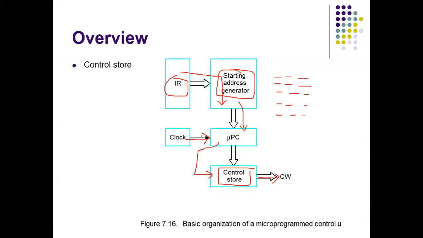Whatever address is created by the micro PC, that address refers to an instruction, and only that instruction will be fired, or the control signal corresponding to that instruction will be enabled. Then accordingly, the arithmetic logic unit or control unit will perform the operation. When the next clock cycle comes, the micro PC will be updated. It will be incremented, and the next instruction will execute. Again, during the next clock cycle, it will increment. Like that, all the micro instructions will execute.